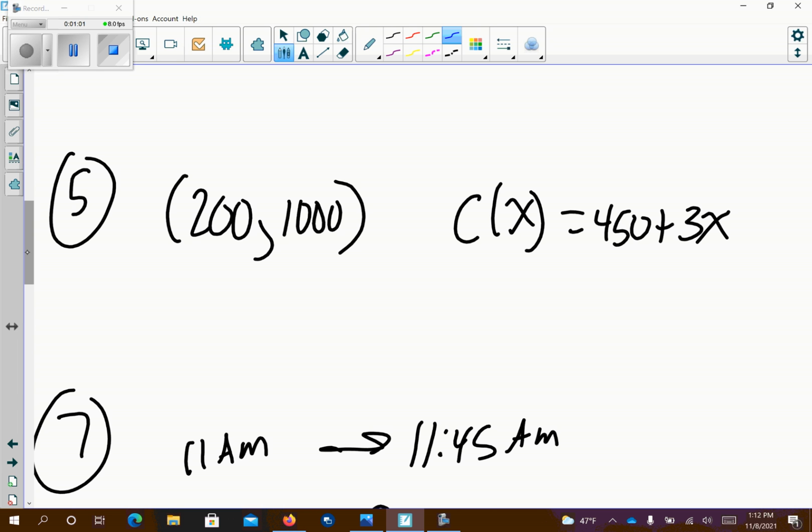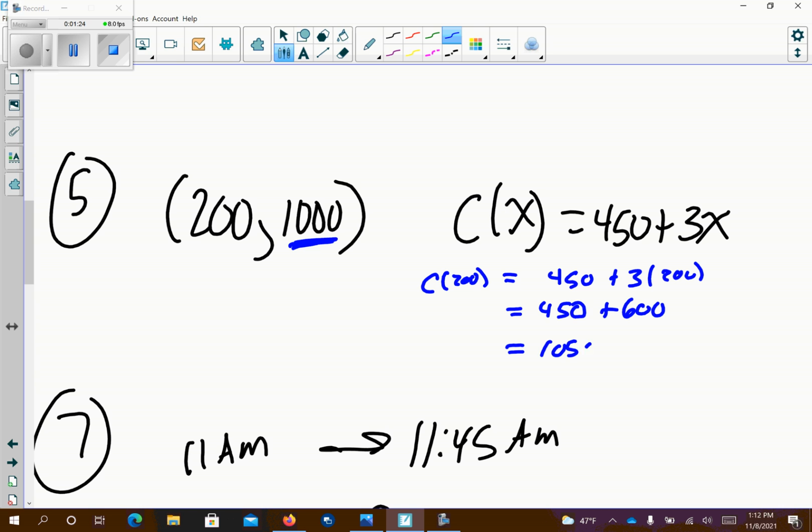Number 5, the employee says, hey, this is the claim. So let's take that and plug it in. So C at 200, and we're going to see if we can get to this answer, is equal to 450 plus 3 times 200, which is 450 plus 600. This comes out to 1,050. Okay, so the cost to make 200 candles should be 1,050. This person said it only costs 1,000, so they underestimated the cost of those candles.